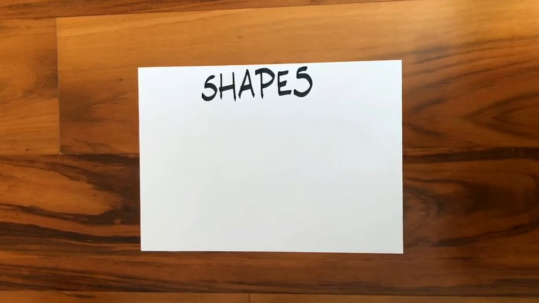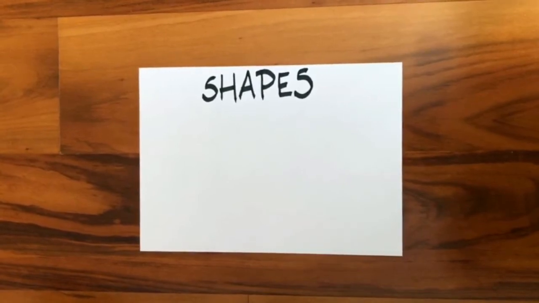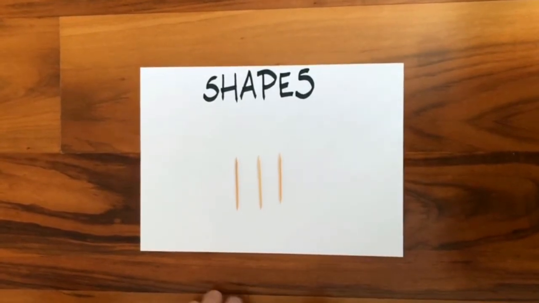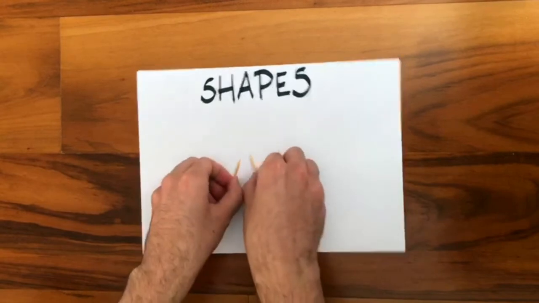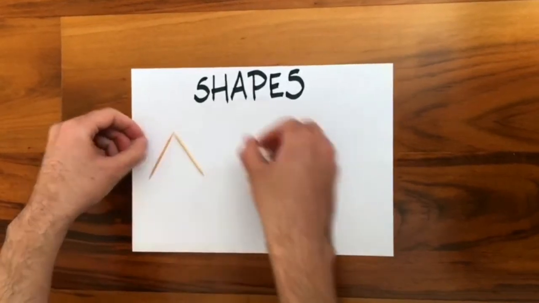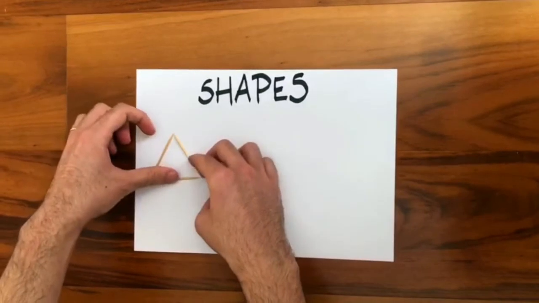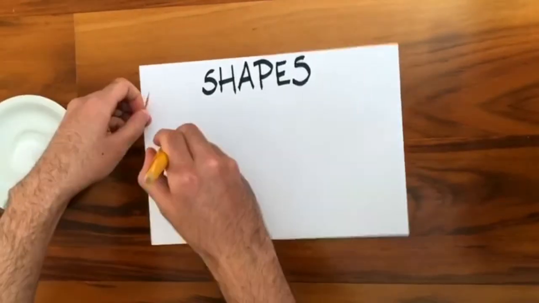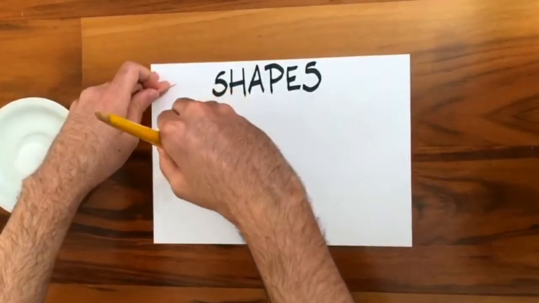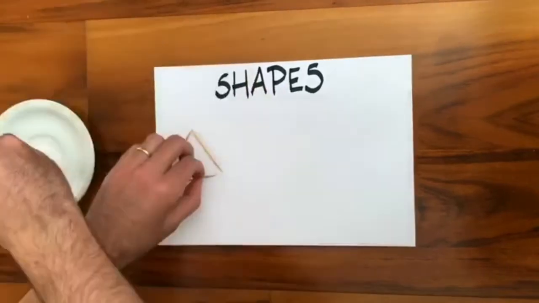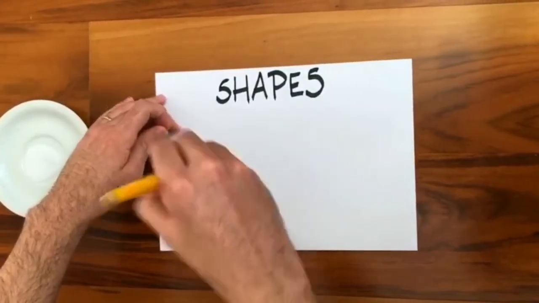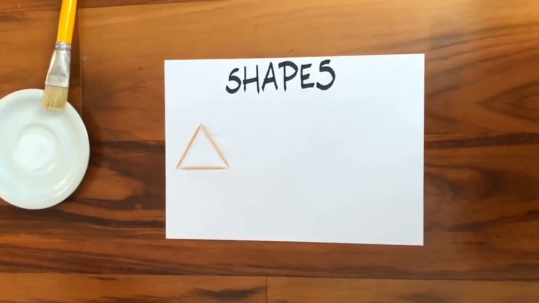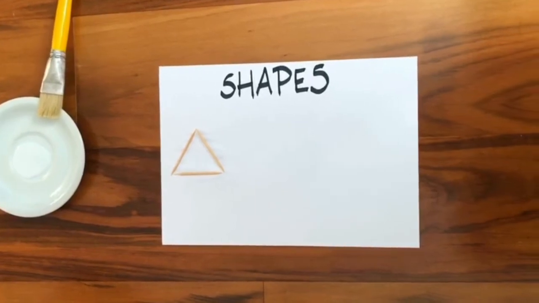Let's start with the triangle. What is it? It's a shape with 3 sides, so we separate 3 toothpicks and start to glue it on the paper. I recommend you to create the shape first and then glue it, like this. That's our triangle. Now that we have done the triangle, we do the square.